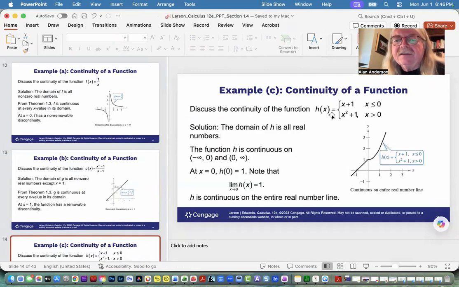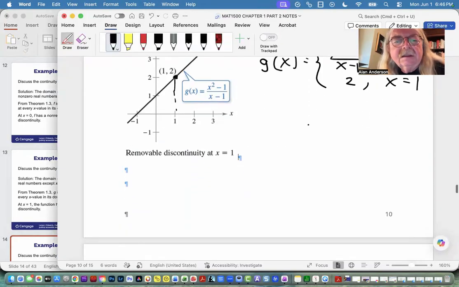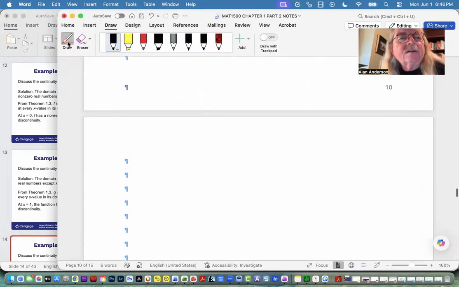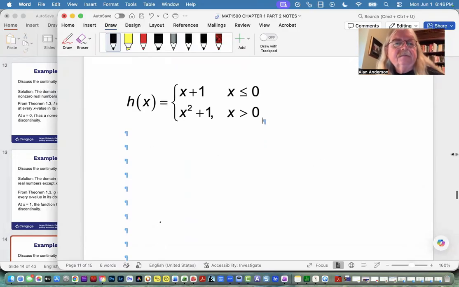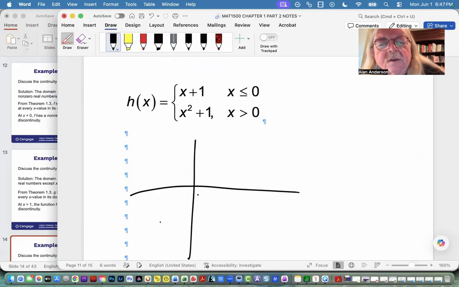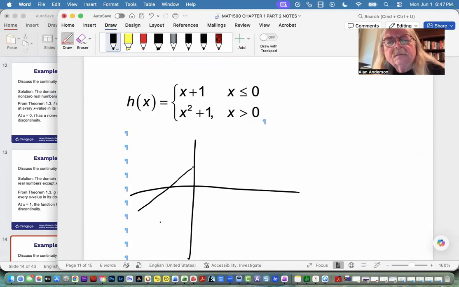Now, here's an interesting case. Look at this one. This function is defined in two separate parts. It's as if it was two separate functions sort of glued together. And so what would that thing look like? As long as x is non-positive, this is x plus 1, which means it's a positively sloped line cutting through 1. And then from this point on, it becomes a parabola.